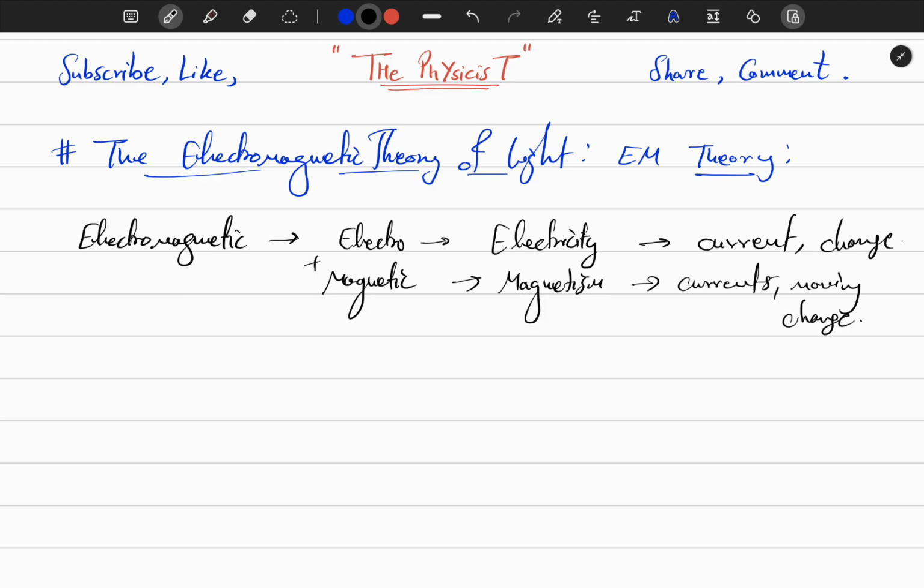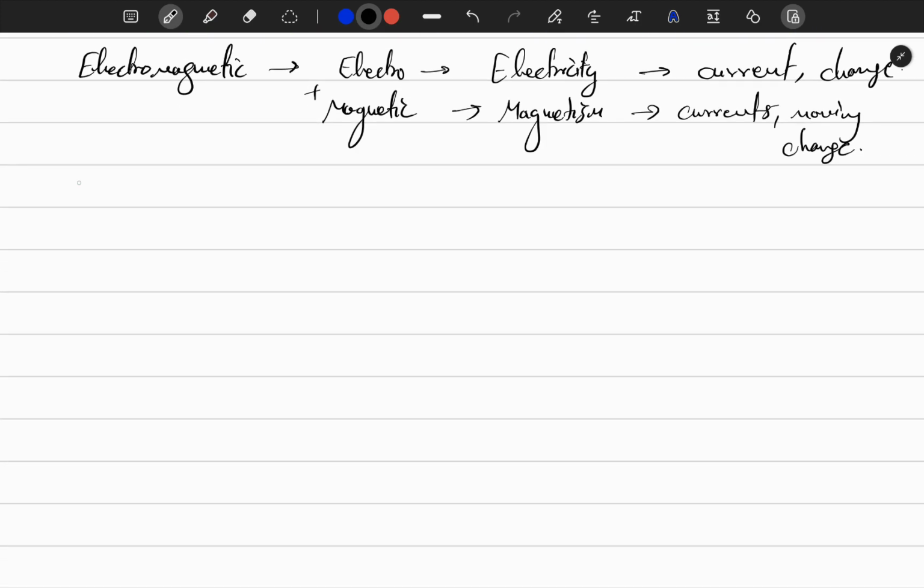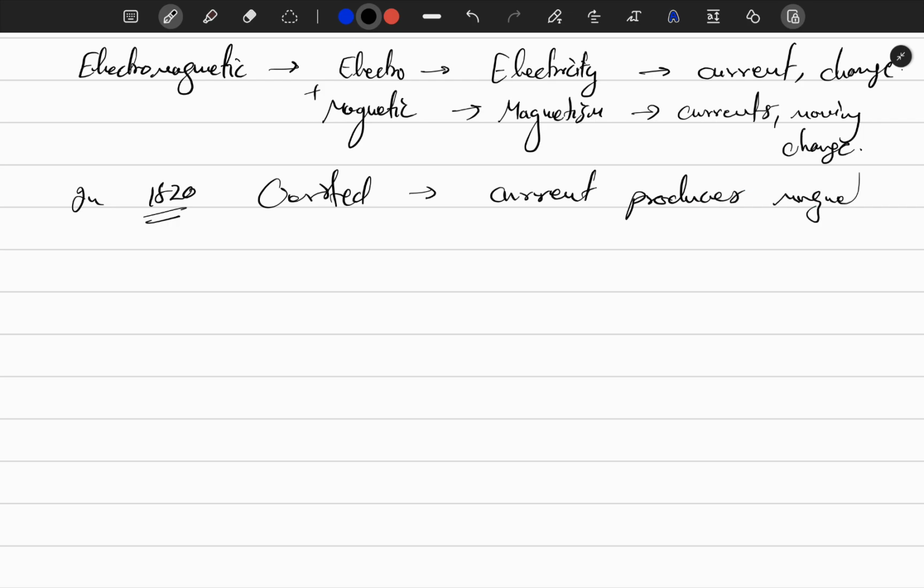Okay, so how we came about this theory, electromagnetic theory, let us discuss. The 19th century saw the development of electricity and magnetism separately. In 1820, Oersted discovered that the current produces magnetic effects.